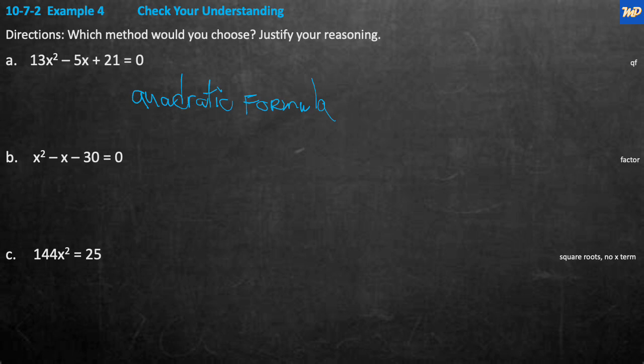How about x squared minus x minus 30 equals 0? Can you factor that? Well, 30 is 6 times 5, and I can get a 1 with a 6 and a 5: minus 6 plus 5. That would be my answer. I'm going to say factoring.